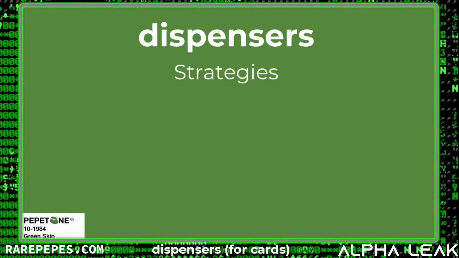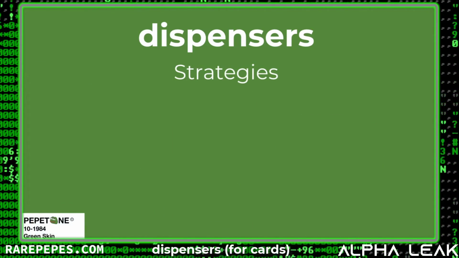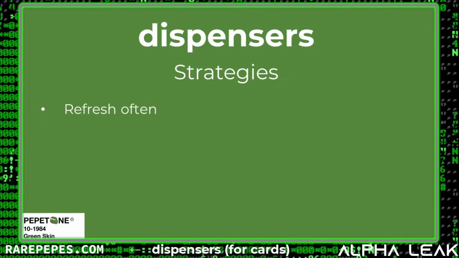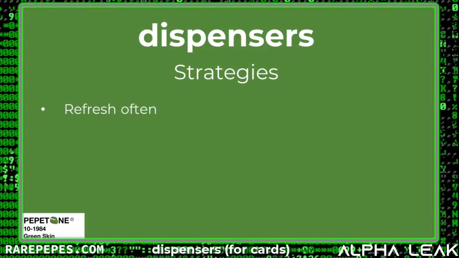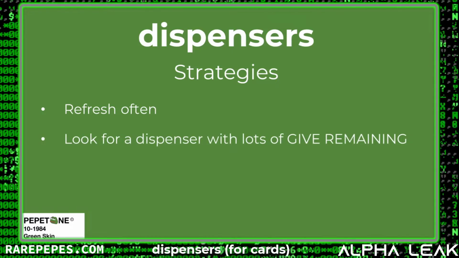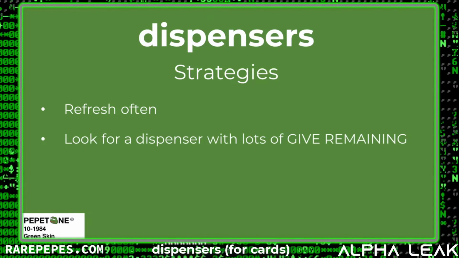So I don't want to scare anybody off, but I just want to share some strategies so that this doesn't happen to you. And the first strategy is just refresh your web page often. Refresh your browser often so that you're sure you're looking at the most up-to-date information. Next strategy is look for a dispenser with a lot of give remaining.